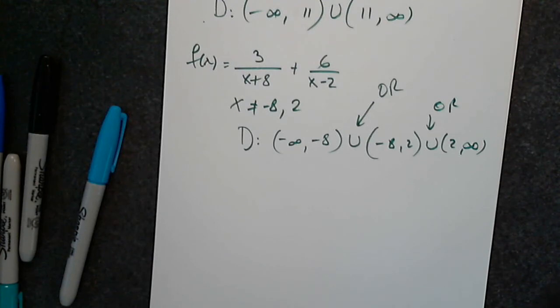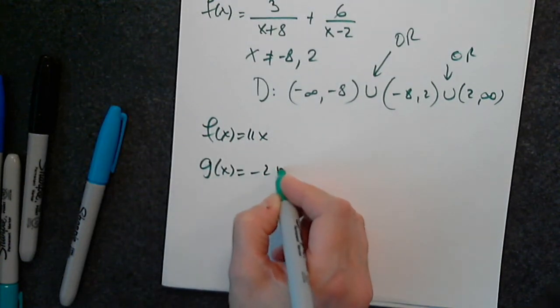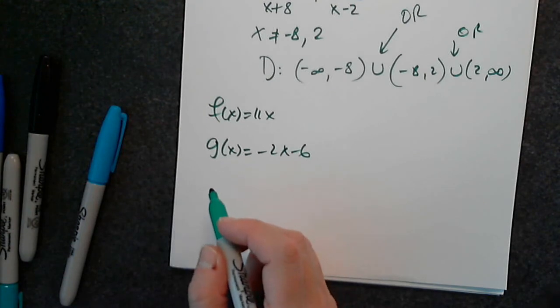Okay, here we're given two functions. Same thing. Which one would you like to work on? In the previous example, we were given two functions and asked to find the sum. In the next one, we're given two functions and asked to find the sum, the difference, the product, and the ratio. So let's go with this one because we have everything in there. So f of x equals 11x, g of x equals negative 2x minus 6, and we want to find the sum, difference, product, and ratio.